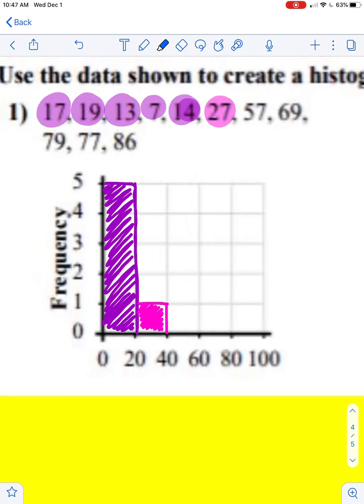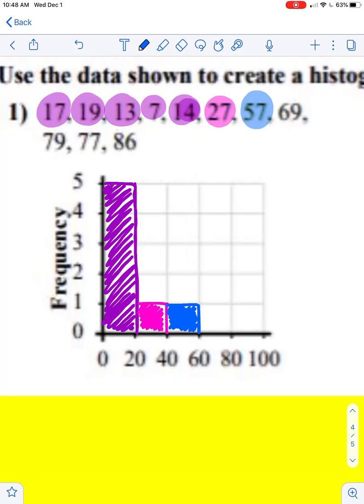And now, oh wait, I'm so sorry, I do have one. It's right here, 57. I had a little brain fart. So we're going to draw a bar up to 1 right there, and we're going to shade that in as well.